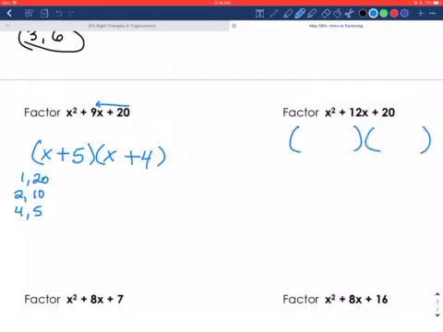All right, 2 sets of parentheses. Drop your first sign. Second sign tells you that they are going to be the same. Factors of 20 that will add to give you 12. Well, actually, we already have the factors of 20 right over here, and you can see that 10 and 2 are the ones that we're going to use. So 10 comes first, 2 goes last.